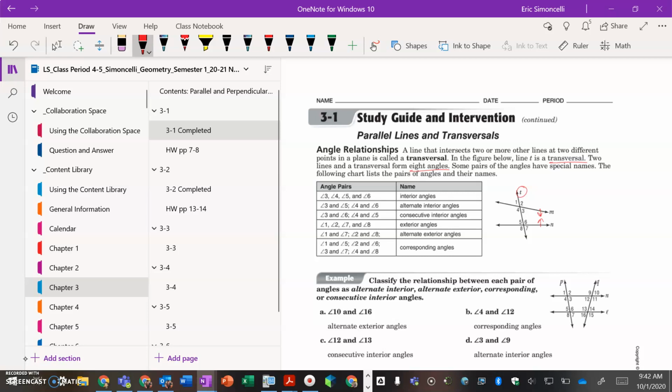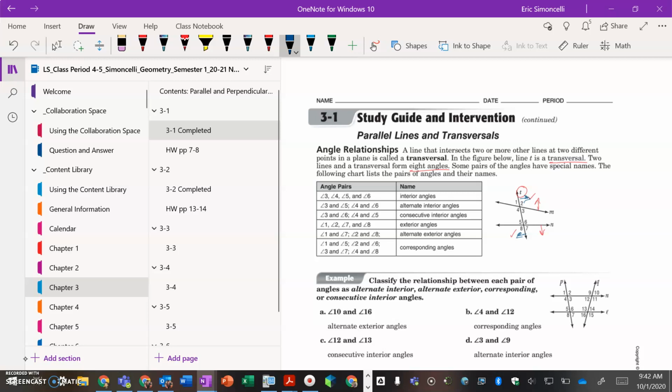For the next angle pair, we've got exterior angles. Angles 1, 2, 7, and 8 are exterior because, as we can see here, they are outside of lines M and N. We call them exterior for that reason. Next, alternate exterior. Let's erase 1 and 7. So 2 and 8, those are technically alternate exterior. Again, the idea is on either side of the transversal, but also exterior, so alternate exterior.